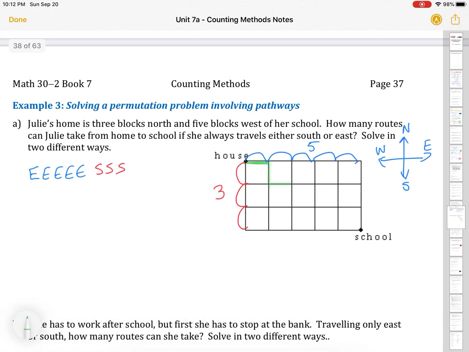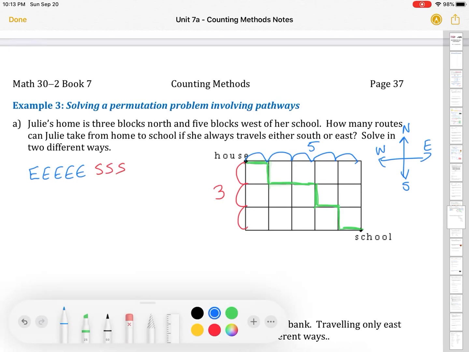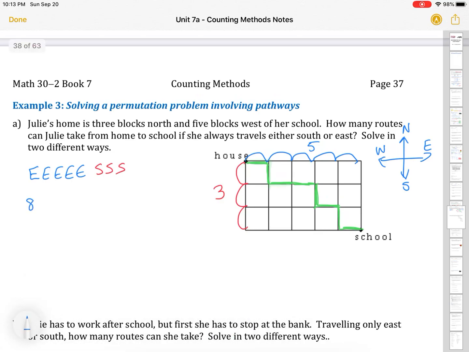So if we take a look at this, if she chooses to go east and then south and then east, I'm going to put it in a brighter color, east and then south. And then maybe I'll go 2 over this way and then this way and this way, this way and home. No matter what path she takes through this, she's going to have to take 5 east and 3 south, because she's never going backwards. She's never going north or west. Okay? So it doesn't matter. She's always got 5 choices of east and 3 of south.